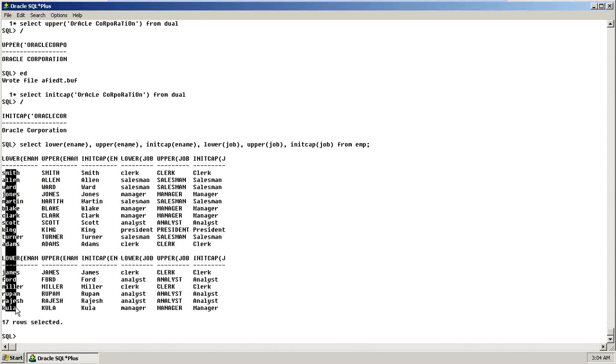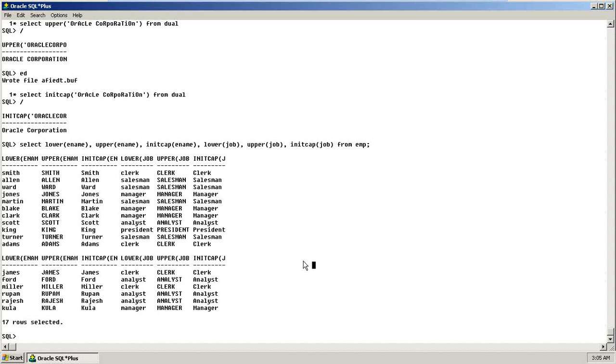Lower gives you all the names in lowercase. Upper gives you all the names in uppercase. Init cap gives you all the names in initial capital case. Similarly, here lower of job gives you all the designations in lowercase. Upper of job gives you all the designations in uppercase. Init cap gives you all the designations in initial capital. So this is the lower function, upper function, and init cap function.